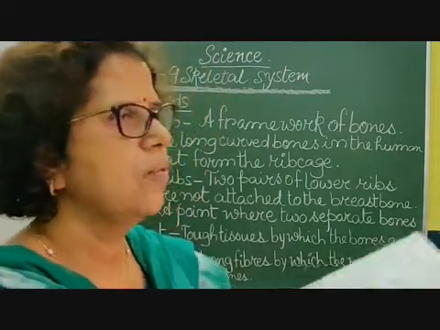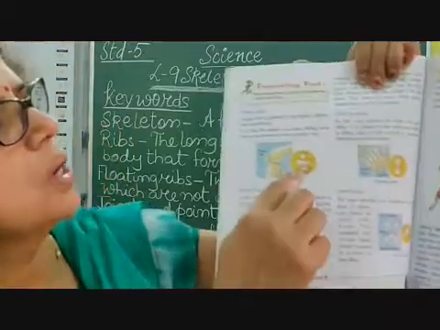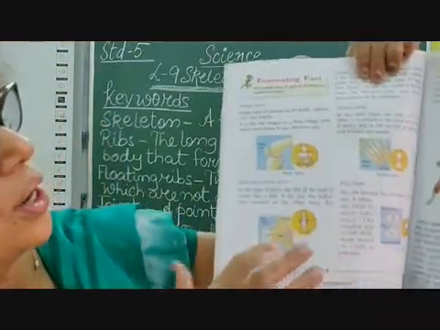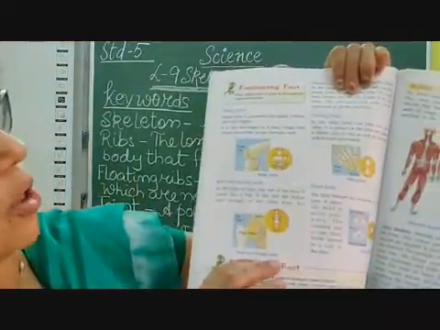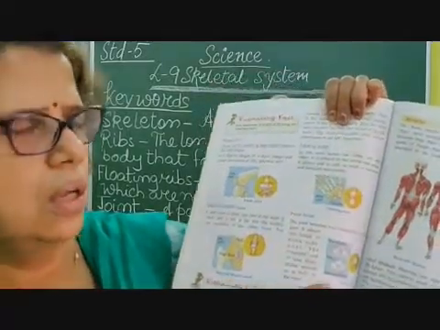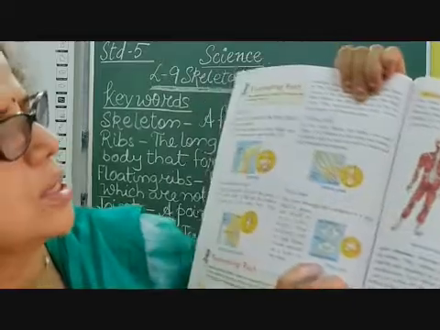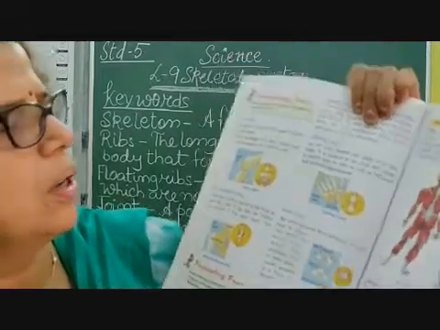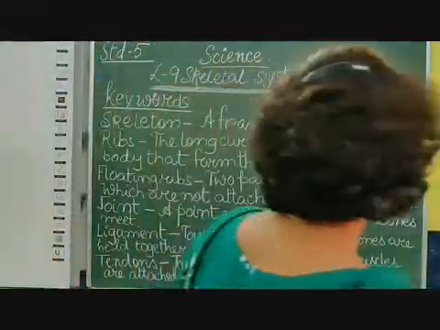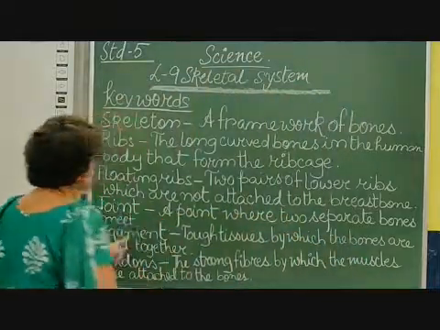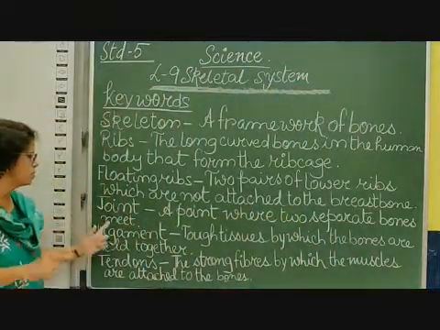In our body we have so many joints. We have the knee joint, we have the ball and socket joint in the hip. You can see the gliding joint in your wrist. You can see the pivotal joint. So these are joints, a point where two separate bones meet.